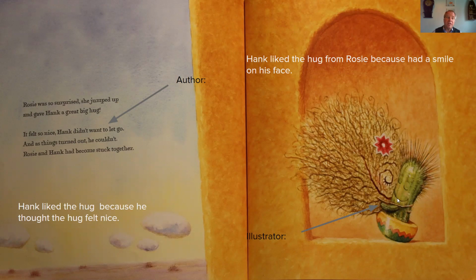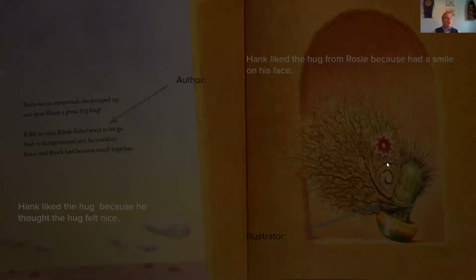We could also probably, from this picture, draw a couple other conclusions about Hank and his feelings for Rosie at this point, right? I think he really likes Rosie, right? Grew the flower for her, couldn't wait for her to come back, and then gets a hug from her in the end, okay? So I'm going to try to review the point that I'm trying to make here.